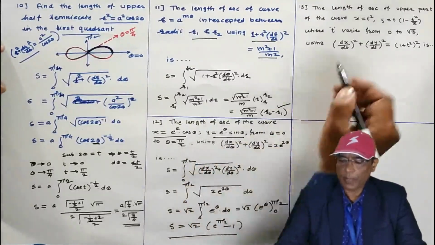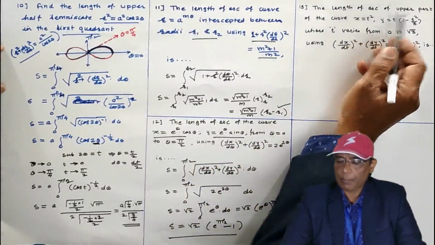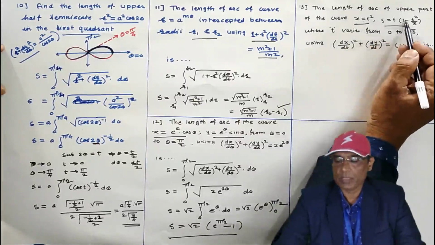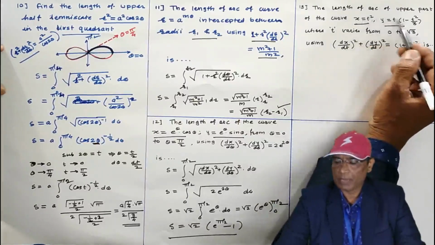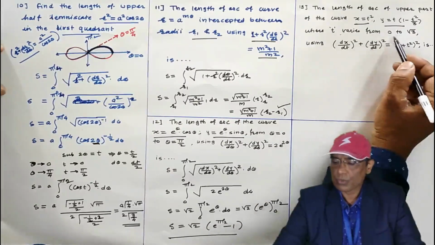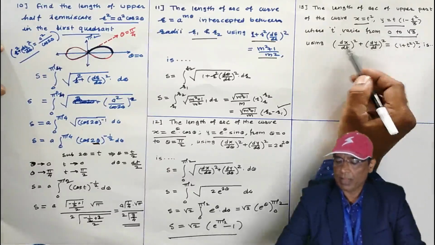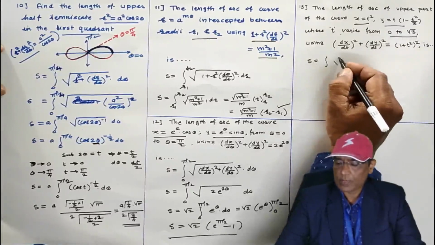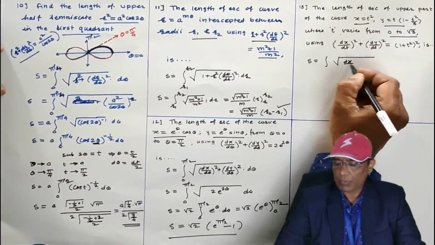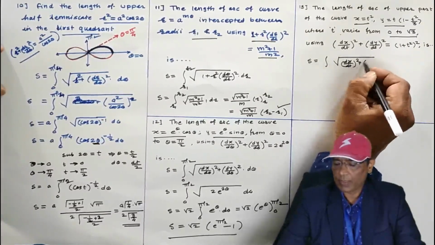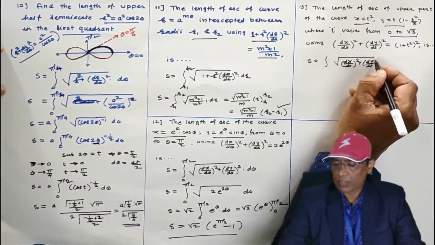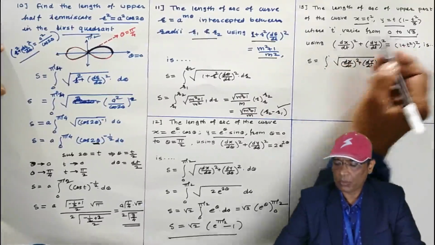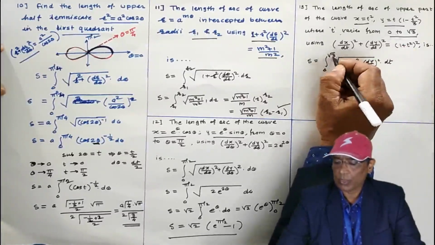Now, the length of arc of the upper part of the curve. Again these are parametric curves because two equations are given, x in terms of t and y in terms of t. t varies from 0 to root 3 and the value of this component is already given to you. The formula is the square root of (dx by dt) square plus (dy by dt) square. We have to integrate with respect to t here, and the values of t are already given to you, 0 to root 3.